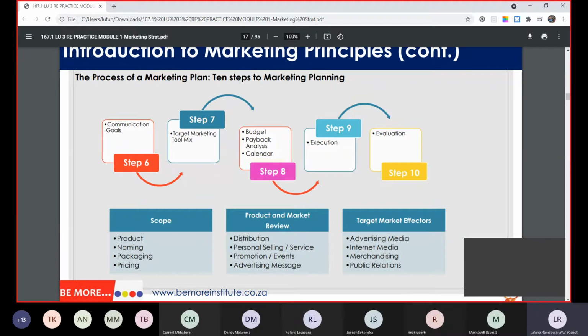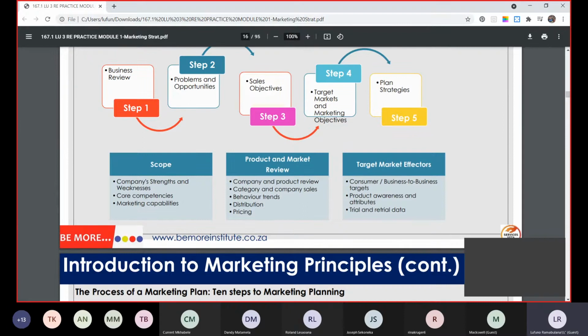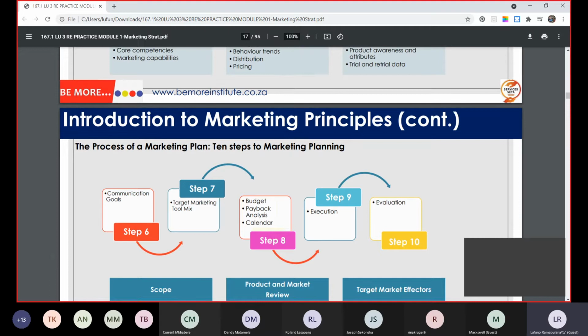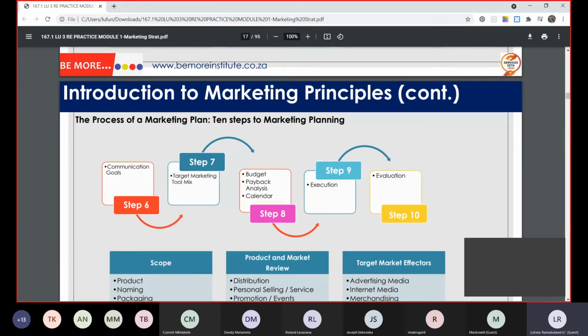And then step number 9, we start to execute the plan. So everything that we have set, we've already established: we've reviewed the business, we have the problem and the opportunity, we have set our sales objective, we have a target market and a marketing objective, we have a plan and the strategy of how we are going to do it, we have our communication goals, how we are going to lay out our marketing plan, we have targeted the different tools that we are going to use to reach our clients. We have the budget, we've got a date for when we want this to happen. Now we can execute.